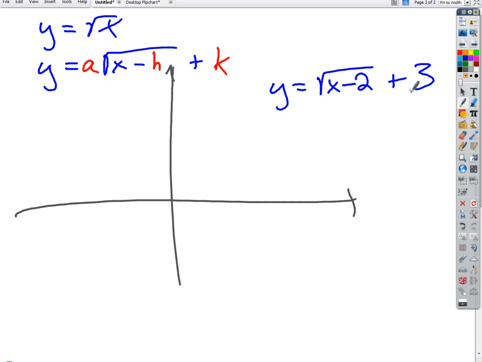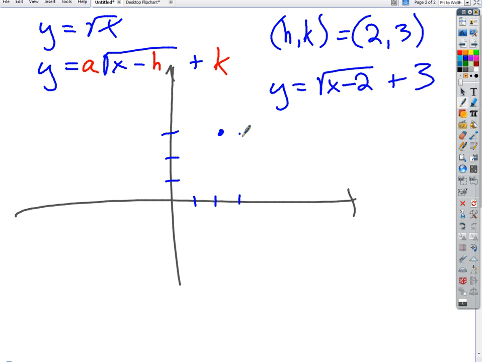What are the values of h and k there? Negative 2 and 3? 2 and 3, right? Remember, it's that same old trick. H is being subtracted from x, so you have to be careful about the sign. So h, k in this case would be 2, 3, so we would go over 2 and up 3, and that's our starting place. And then from there, we'll just draw a normal square root graph. We go over 1 and up 1 to create our second point, and there it is.